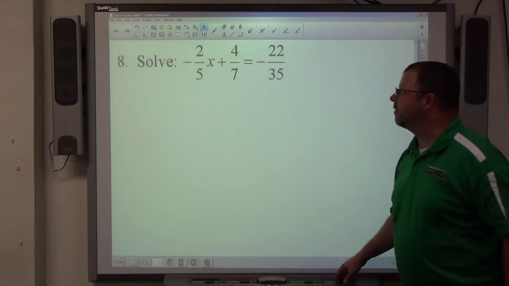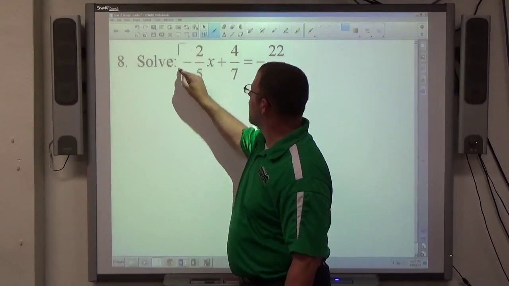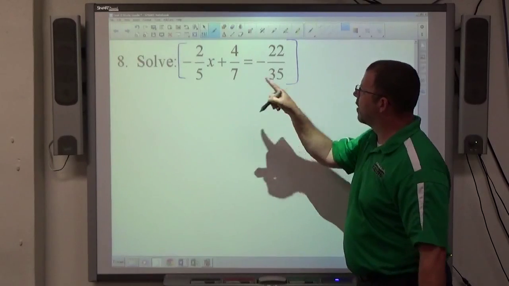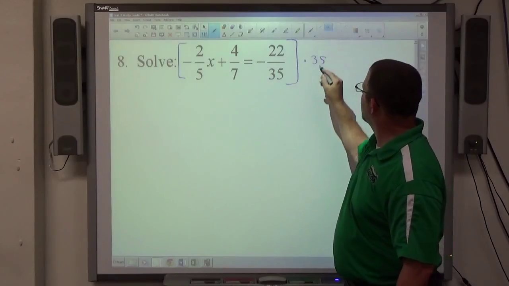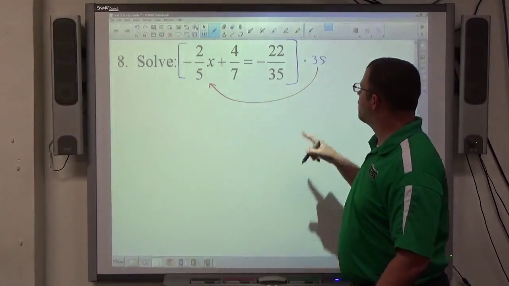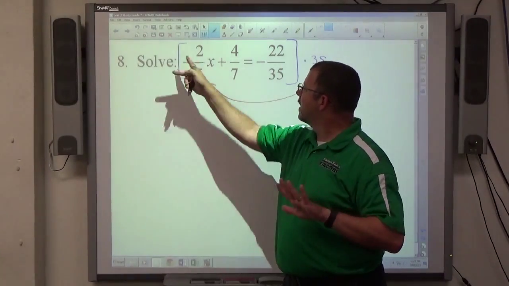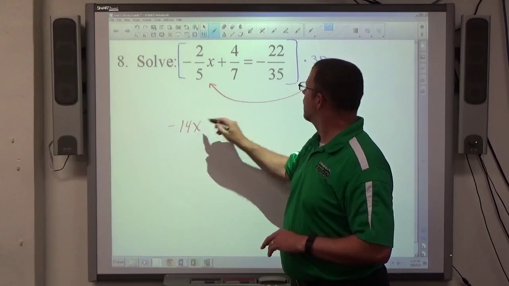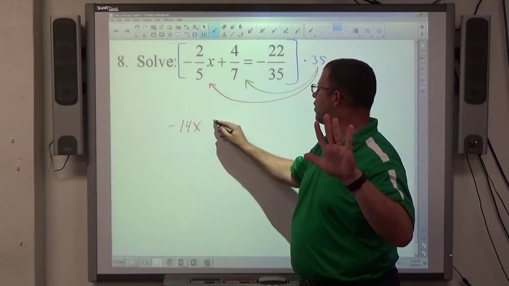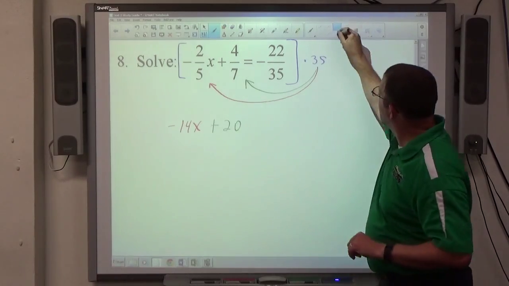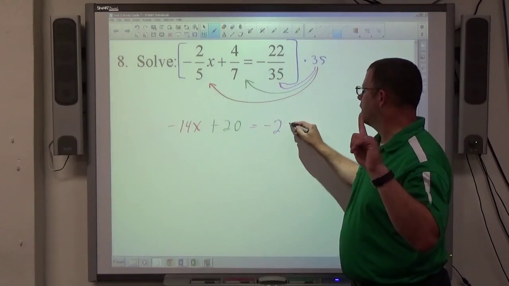Number 8, same as number 6, we got a fraction problem. This time we don't have any mixed numbers, so we can go immediately to the least common denominator. Least common denominator of 5, 7, and 35 is 35. Once again, just to make sure everybody understands, I'm going to multiply. The multiplication process is divide first, then multiply result. So 35 divided by 5 is 7, times negative 2x is negative 14x. 35 divided by 7 is 5, times positive 4 is positive 20. 35 divided by 35 is positive 1, times negative 22 makes negative 22.